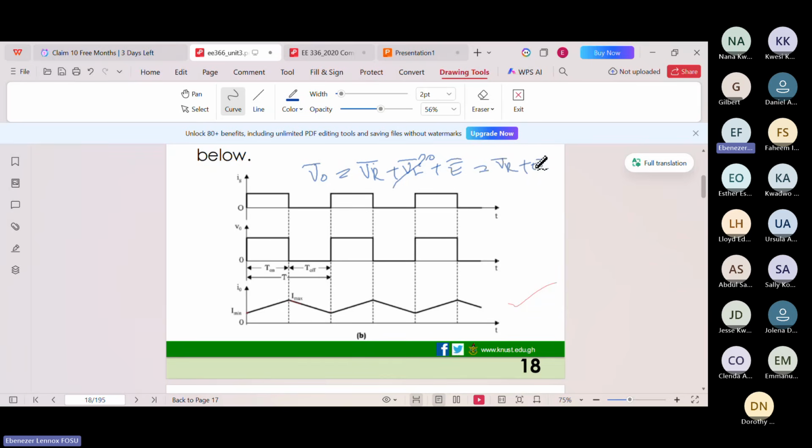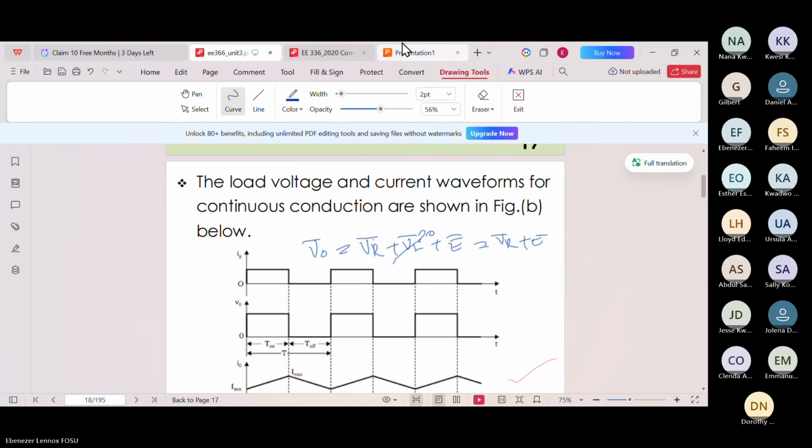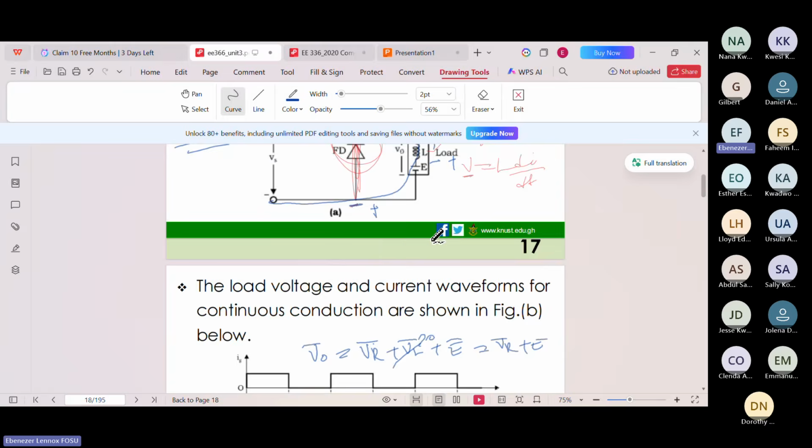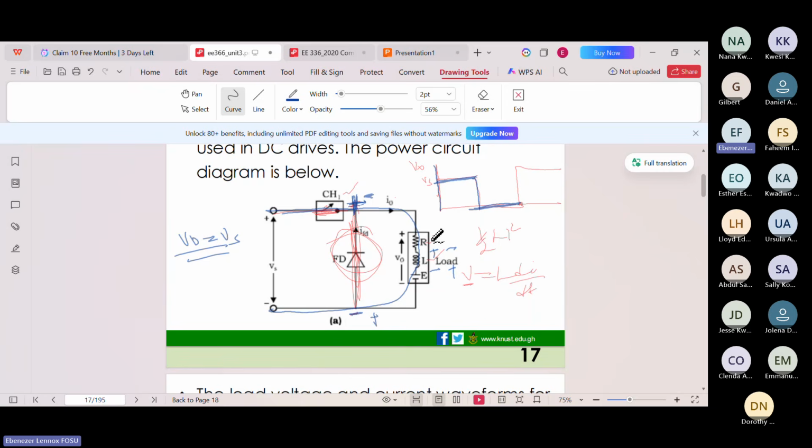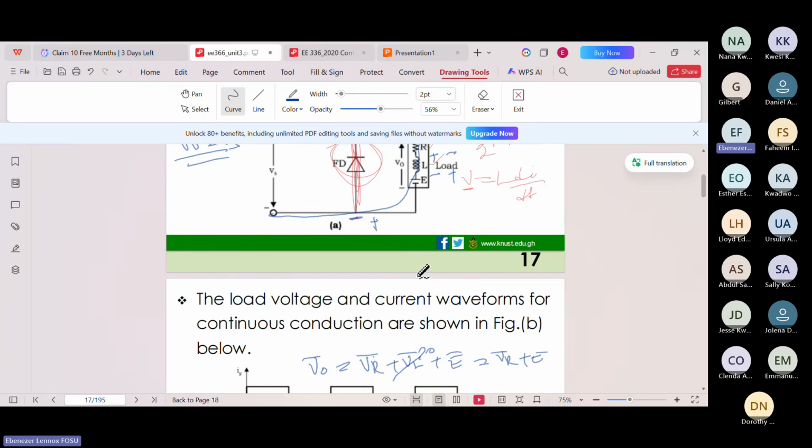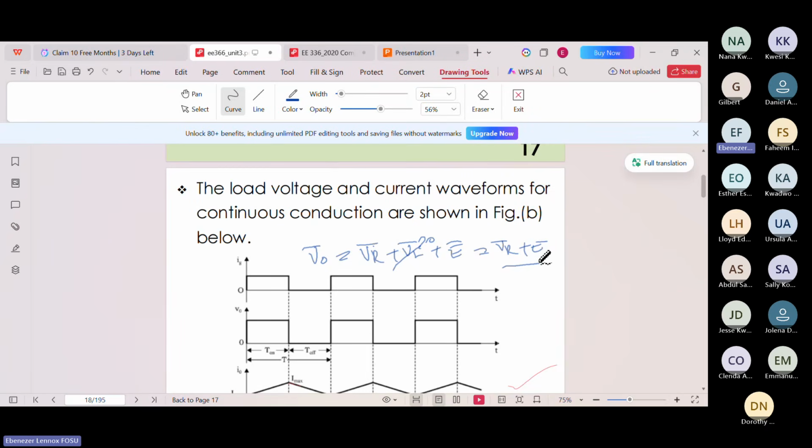That is from the diagram. Realize this is from here: the voltage drop across the resistor plus the voltage drop across the diode plus E. That is what I've written. So the average value will be equal to this because the average voltage of an inductor over a switching period is zero.